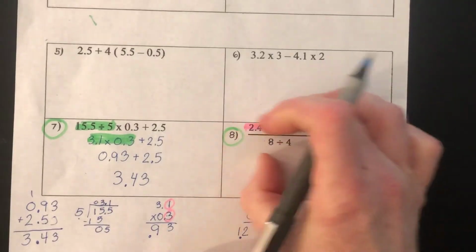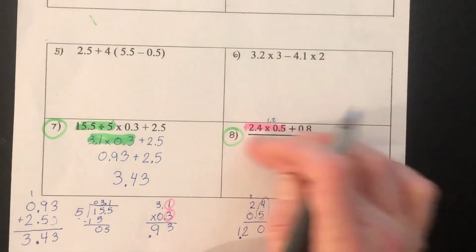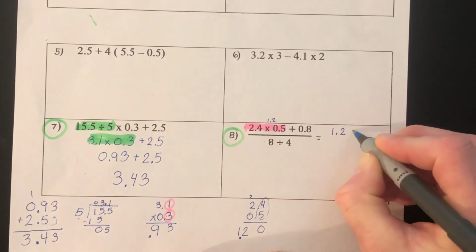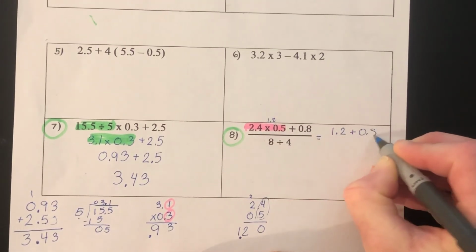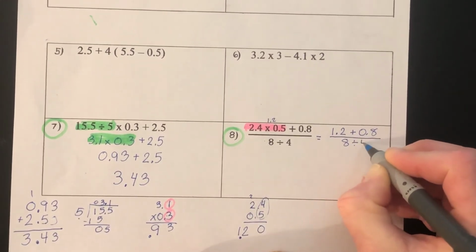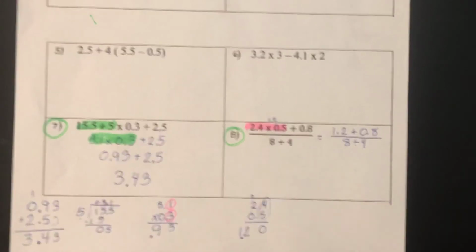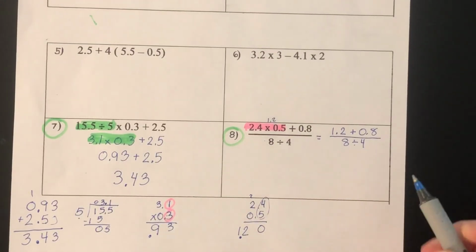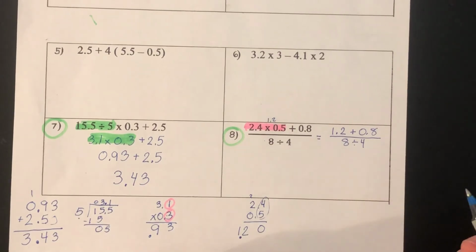I like going sideways when I can with fraction bars. So 1.2 plus 0.8 over 8 divided by 4. There we go. I could have actually divided that across. I didn't think about it. I'll do that on the next one.